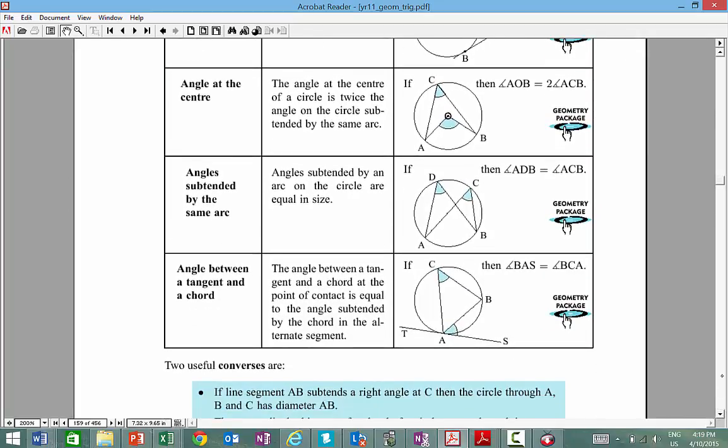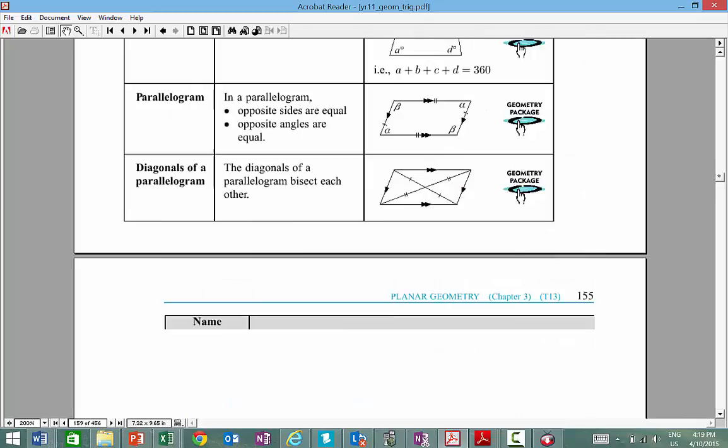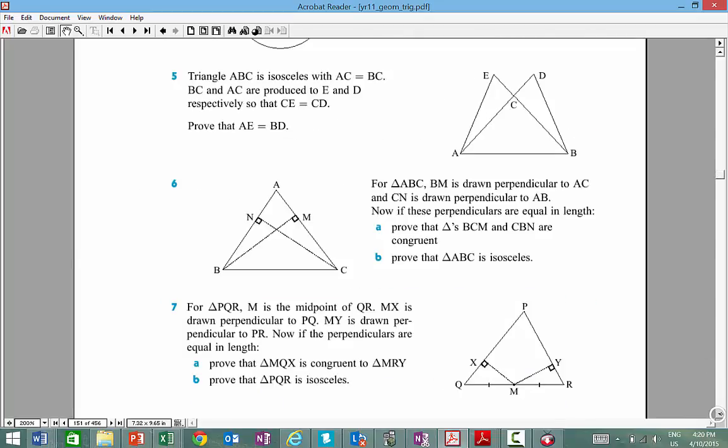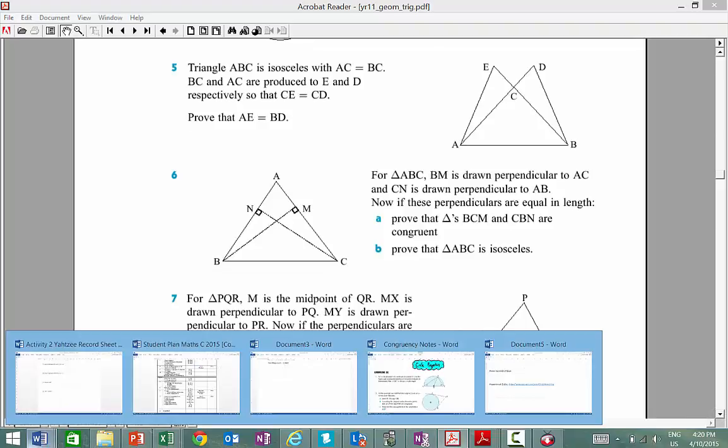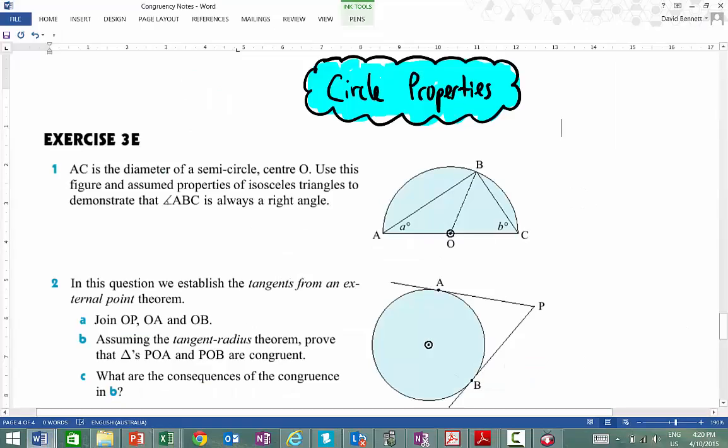So if you're going through those, they're really important, all those properties. Now what we're going to do is have a go at proving some of them, which I think is probably a pretty useful thing to do.